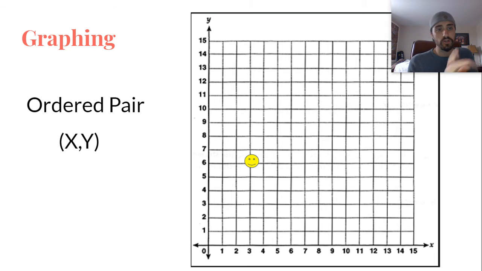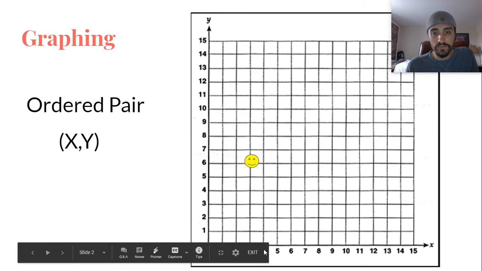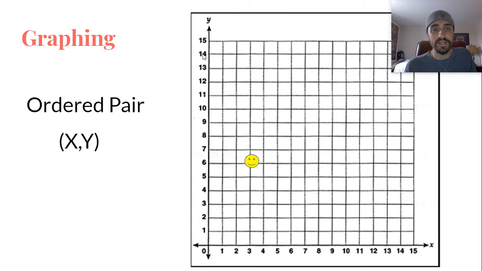Well, an ordered pair is going to look like this. It looks like an X. Well, it's not going to have those, but it's two numbers inside of parentheses. The first number is your X number, and the second number is your Y number. Let's remember that the line that goes side to side is called the X-axis, and the line that goes up and down is called the Y-axis. So the first number is how far you go over, and the second number is how far you go up. And those instructions are going to get us to the smiley face.